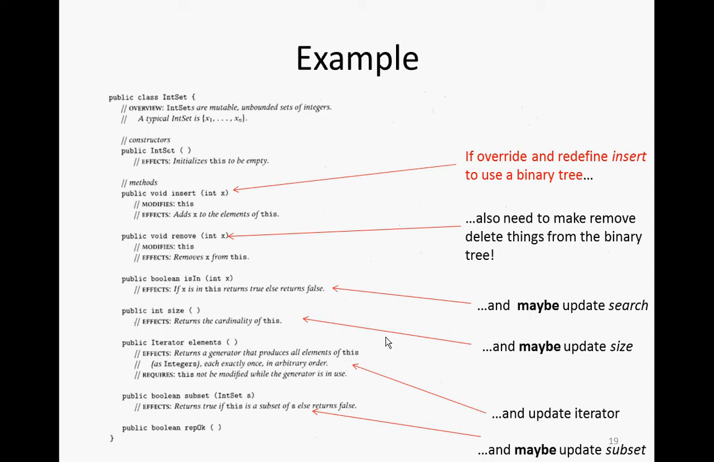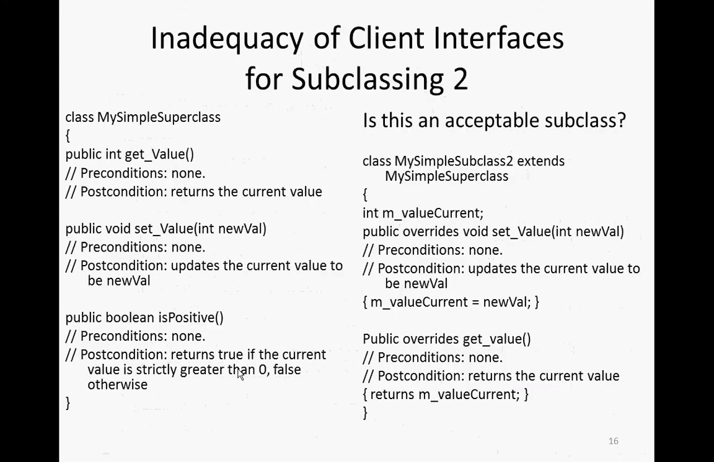In short, which things we need to override depends on what calls what. If elements in this class is called by size, then if we just override elements, then size will work properly. On the other hand, if size computes size based directly on the array or something like that, then overriding elements is not going to make the class with the binary tree work properly. So once again, this is an interface which doesn't provide us the requisite information to safely subclass this, just as was the case earlier.